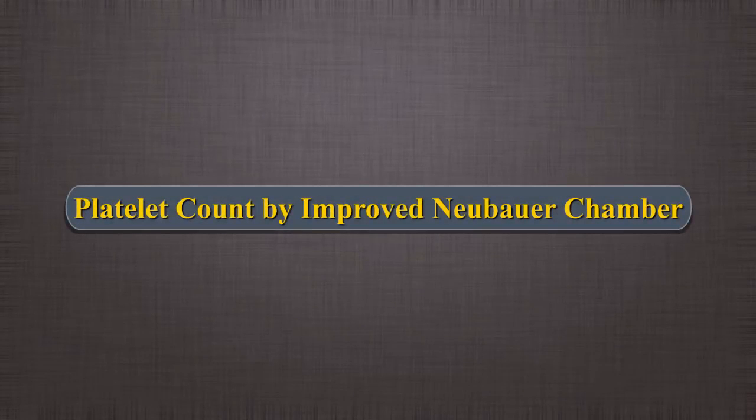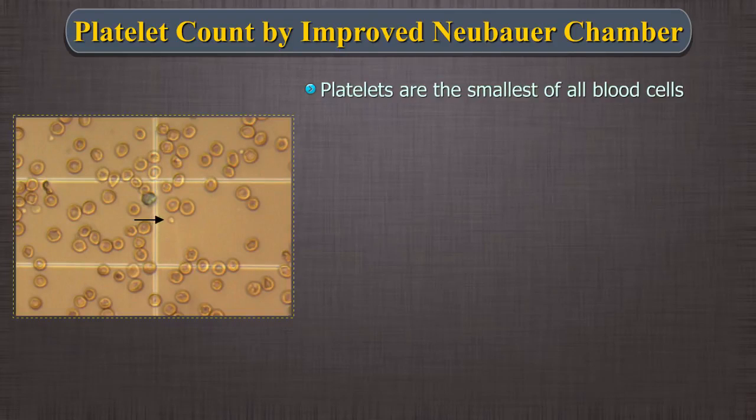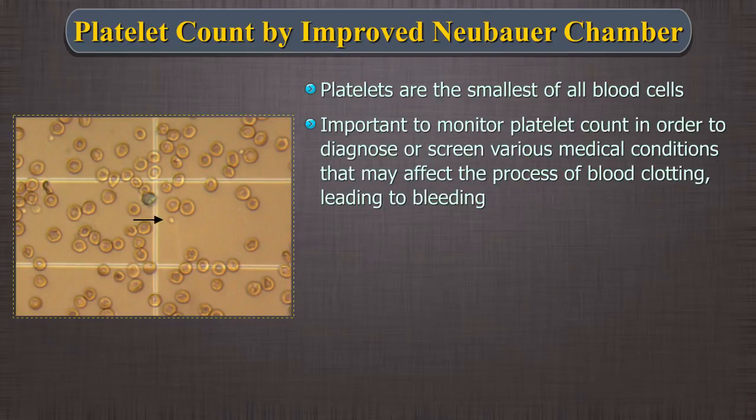Platelet count by improved Neubauer chamber. Platelets are the smallest of all blood cells. It is important to monitor platelet count in order to diagnose or screen various medical conditions that may affect the process of blood clotting, leading to bleeding.